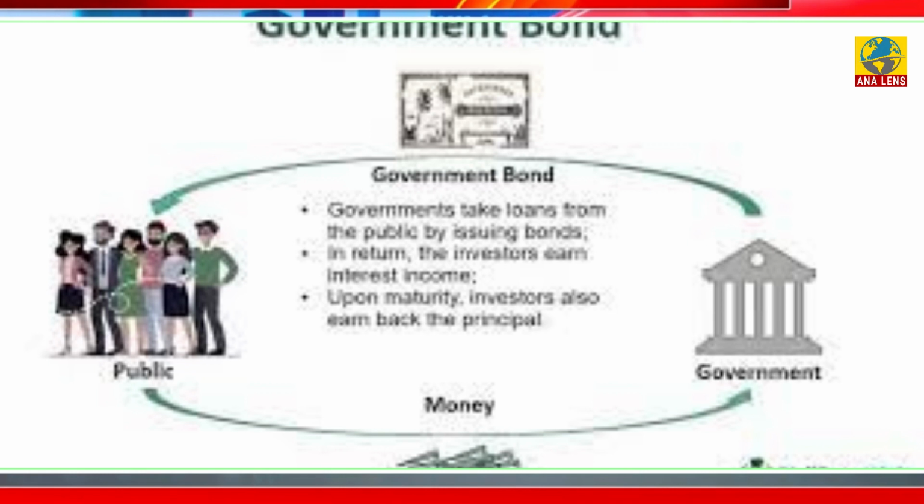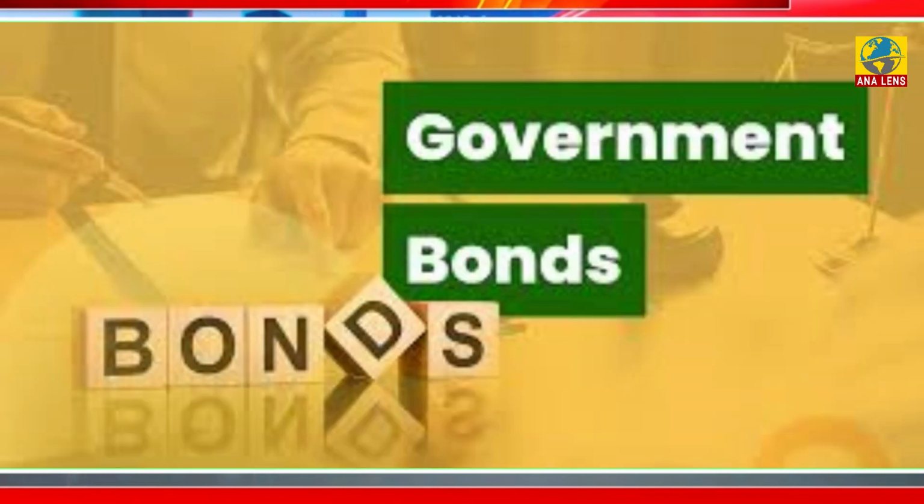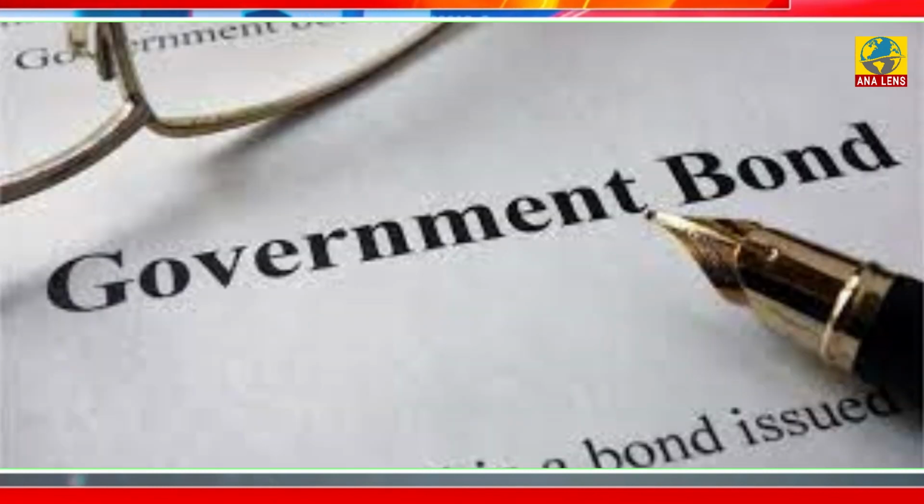Influencing capital flows. Central banks can also influence capital flows by buying and selling government bonds and other assets. When a central bank buys government bonds, it injects money into the economy, which can help to strengthen the currency.